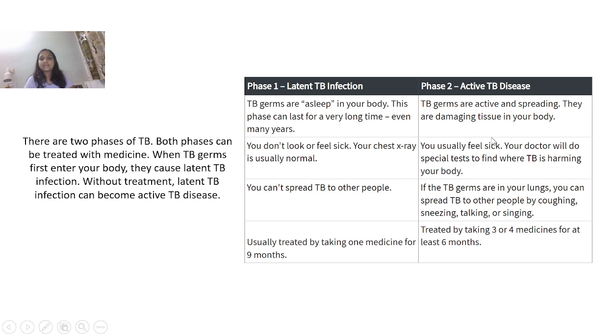Phase 2 is active TB disease. TB germs are active and spreading. They are damaging tissue in your body. You usually feel sick. Your doctor will do special tests to find where TB is harming your body. If your TB is in your lungs, you can spread it to other people by coughing, sneezing, talking, or singing. You can treat it by taking 3 or 4 medicines for at least 6 months.